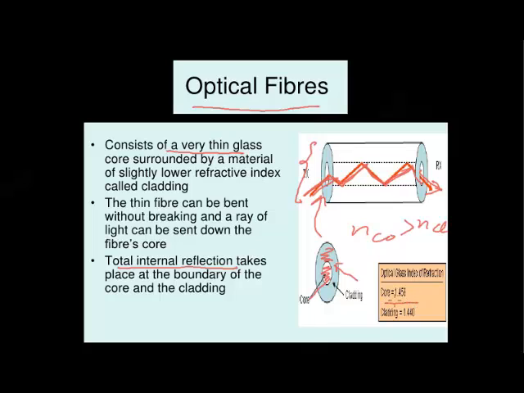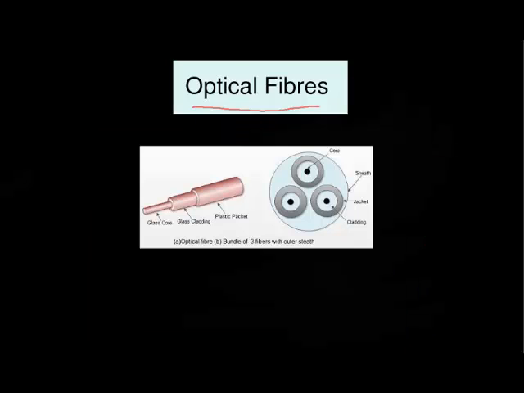So in general, the refractive index of core is 1.458. For cladding, we'll take around 1.440. So that much difference we'll take, and why, we'll see here.